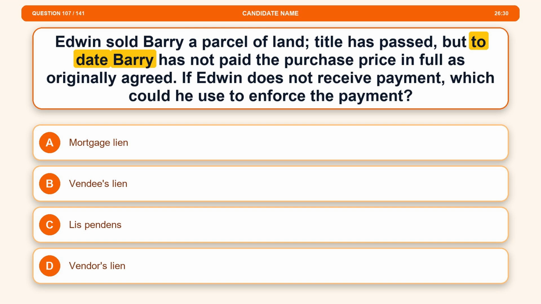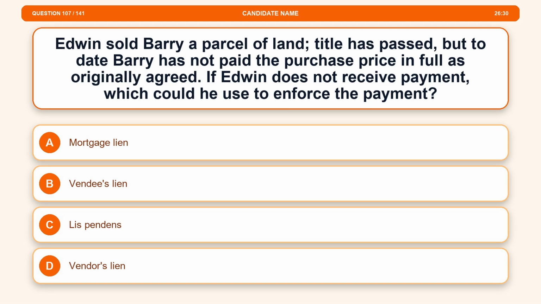Title has passed, but to date Barry has not paid the purchase price in full as originally agreed. If Edwin does not receive payment, which could he use to enforce the payment? Option A. Mortgage lien. Option B. Vendee's lien. Option C. Lis pendens. Option D. Vendor's lien.